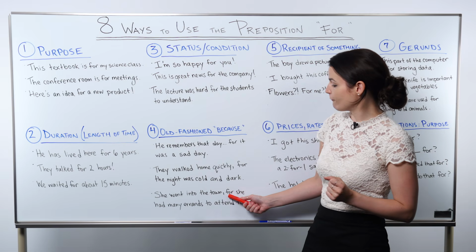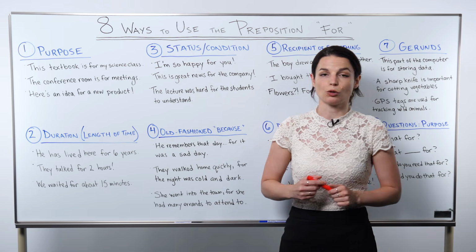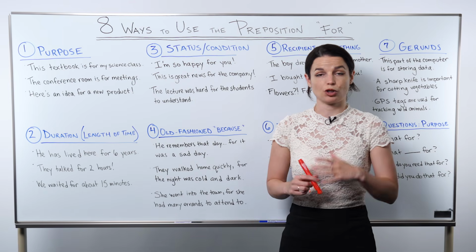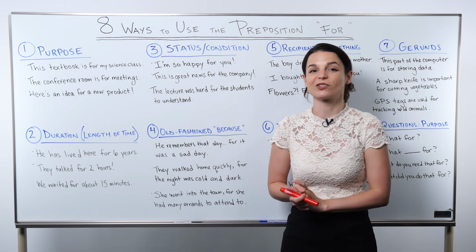Okay, last example. She went into the town, for she had many errands to attend to. Again, exactly the same as "because." She went into the town because she had many errands to attend to.